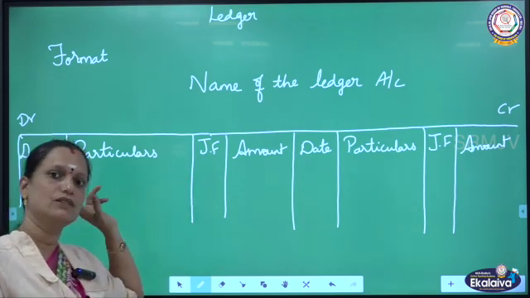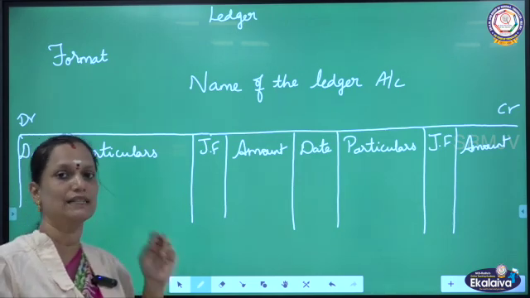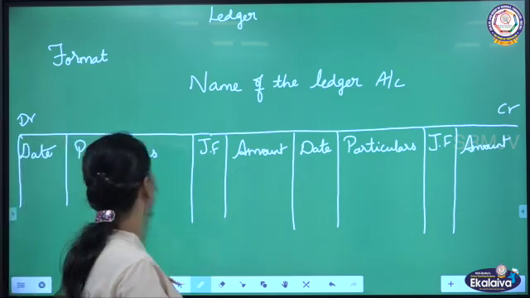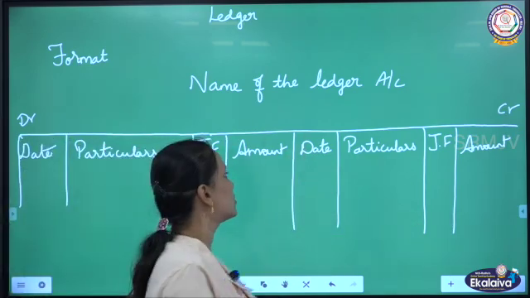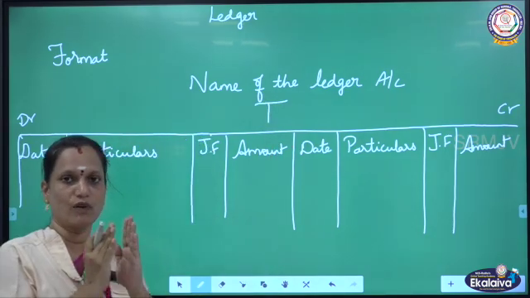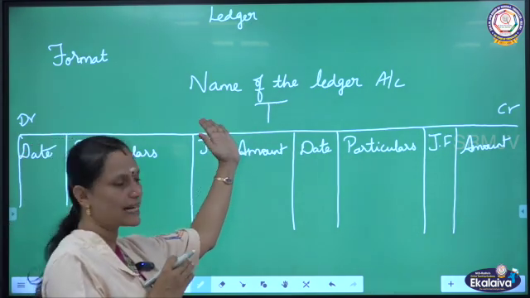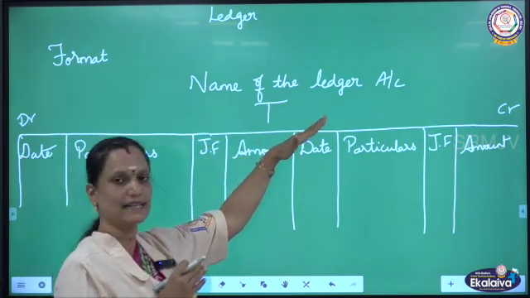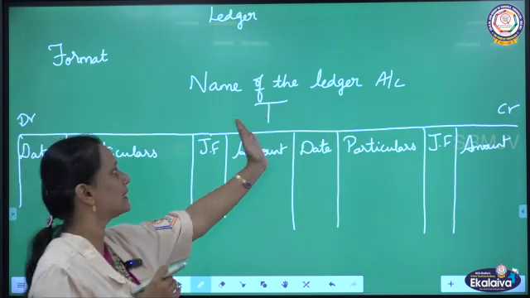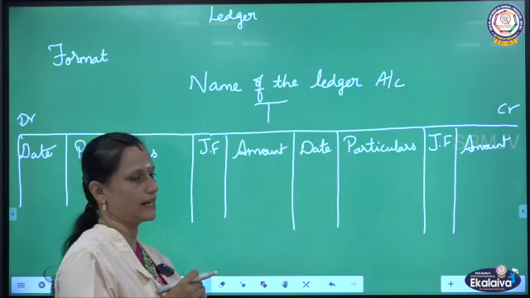In the journal, we write the ledger folio number. Do you remember that, children? Then in the amount column we write the amount, and this is the debit side and the credit side, so it looks like a T format. In our notebook, we divide the page into two. The left side is the debit side and the right side is the credit side. On the left side we write all the debit transactions, and on the right side all the credit transactions. Copy this, children.